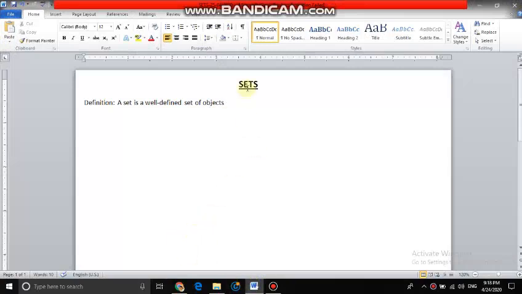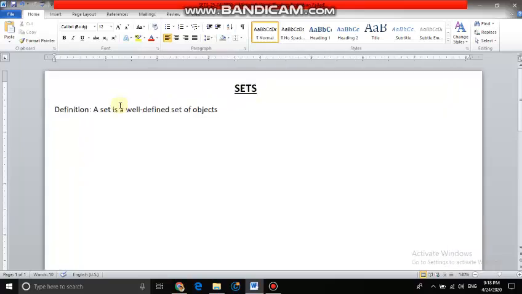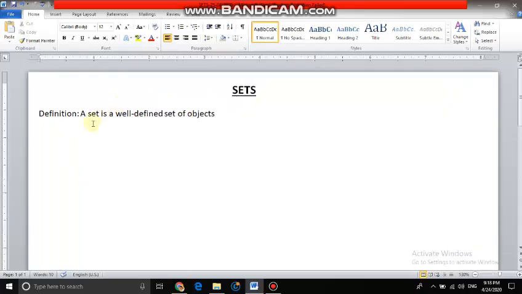So we are going to start our first chapter in math, that is set theory. First we'll see the definition of set theory. A set is a well-defined collection of objects. So what do you mean by well-defined? For example, let me take the example of a set.